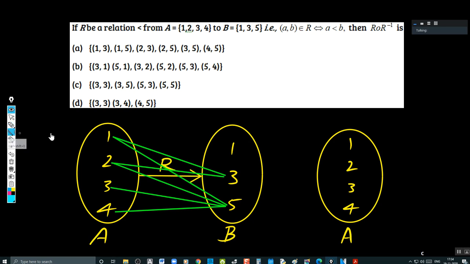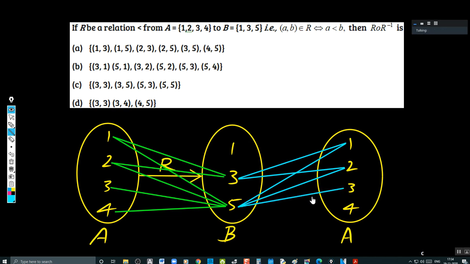Yes, please. Now, B to A, no? B to A, there is no relation for 1. Come on, tell me. If you tell me, I'll write. 3 to 1. 3 to 2. Good. Any more? 5 to 1. No, not for 3. Now 5. 5 to 1, 5 to 2, 5 to 3, 5 to 4. Correct.